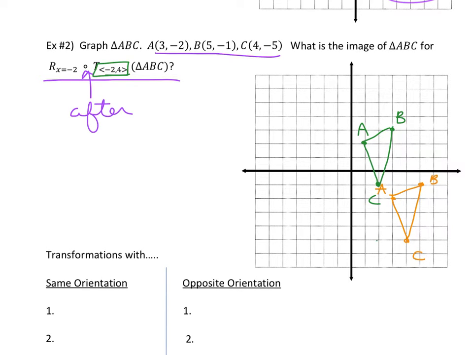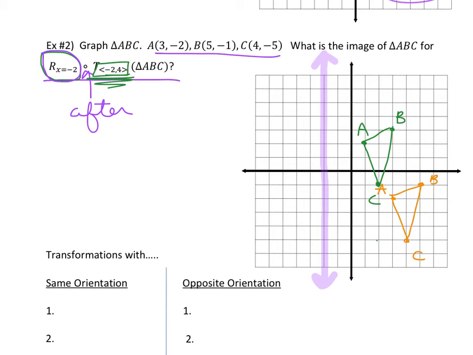Okay, so then we did the translation, right? We did this. Now we need to reflect over the line x equals -2. And this is where I see a lot of mistakes made. What is the line x equals -2? Very vertical. It's vertical at -2. So this right here has an x value of -2 no matter which point you pick.